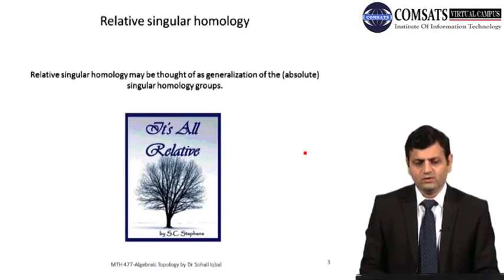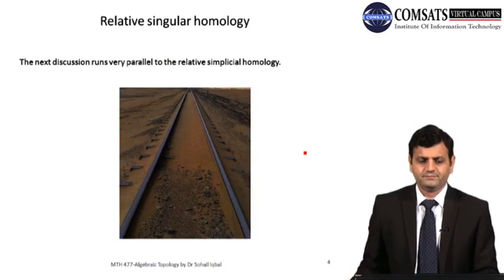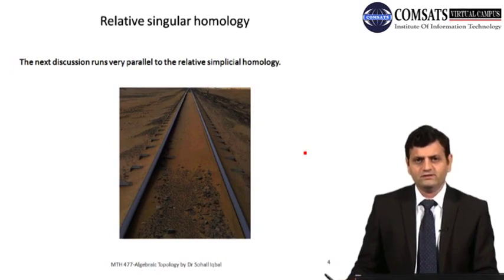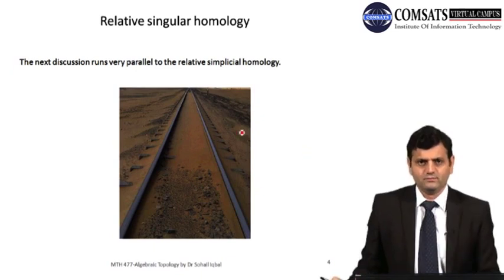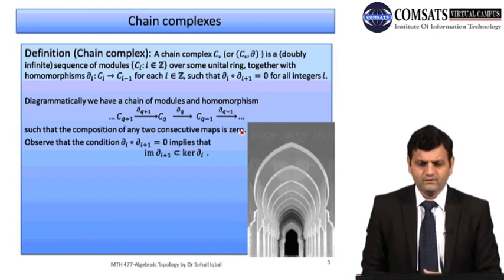So relative singular homology may be thought of as a generalization of the absolute singular homology groups. Of course, we will see the reasons for this statement throughout this lecture. In other words, we are trying to generalize the concept of singular homology with this new concept of relative singular homology. As I said earlier, the whole discussion runs very parallel to the discussion of homology of simplicial pairs. The same kind of calculations and the same kind of homological algebra machinery will be needed here in today's lecture. Let's review some definitions from previous lectures.